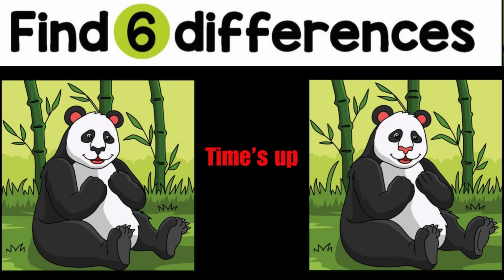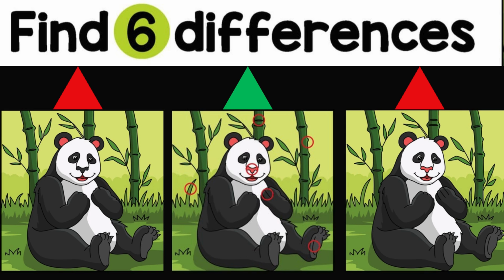Time's up. Let's see how you did. The differences between the two images were: number one, a grass of the first bamboo; number two, marks on the left hand of a bear; number three, a slight branch bubble on the third bamboo; number four, a feet of the right side leg of the bear; number five, a mark missing in the middle of the second bamboo; number six, a nose of a bear.